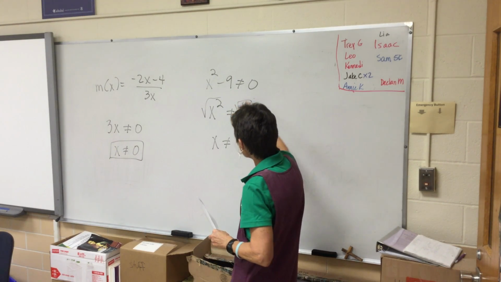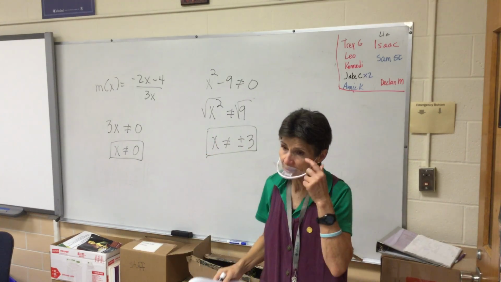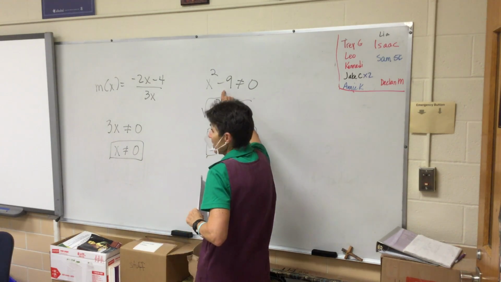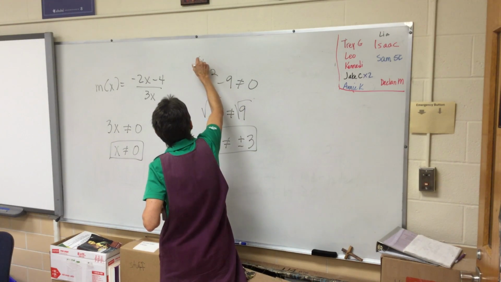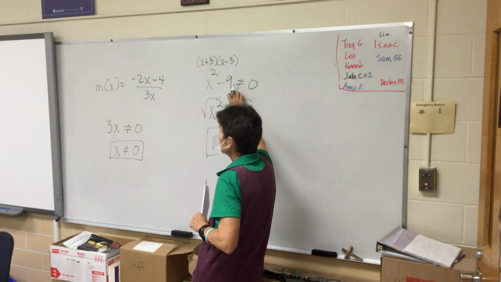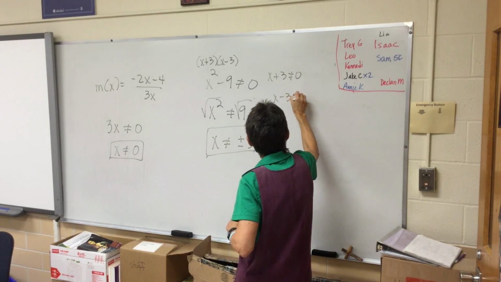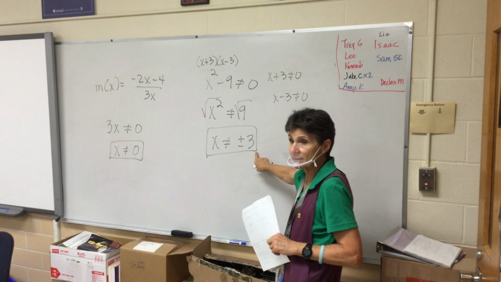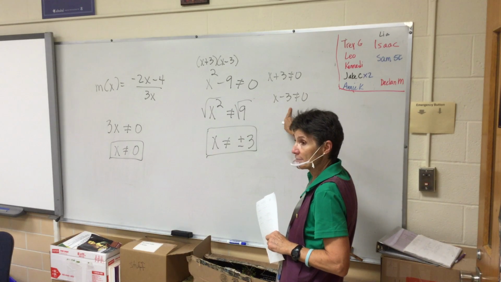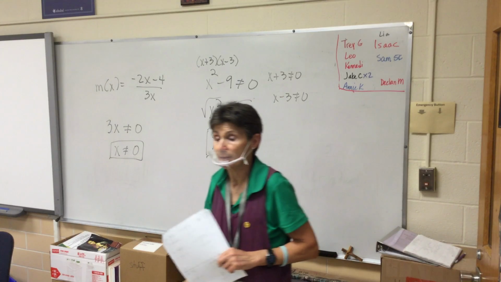Now, if that makes sense to you, that's perfect. This is the domain. x can't be 3, x can't be negative 3. Some of you may have thought about factoring it when you saw this. Doesn't that factor? Yeah. And then that means x plus 3 can't be 0 and x minus 3 can't be 0. So do you see how you're going to get the same thing? It can't be negative 3 or positive 3. So if that makes more sense to you, you can absolutely factor it.